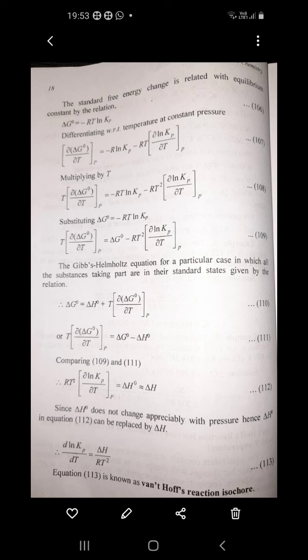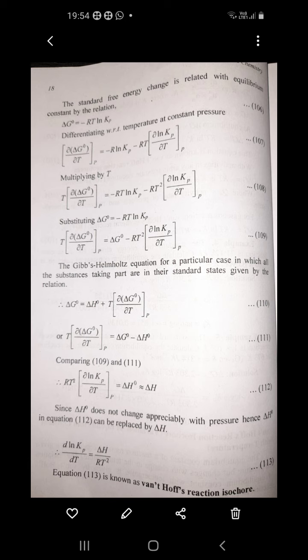Now substituting delta G0 is equal to minus RT ln Kp. That means you have to just substitute the value of delta G0, which is minus RT ln Kp, into the above equation 108. So T in bracket d delta G0 upon dT at constant pressure P is equal to delta G0 minus RT square in bracket d ln Kp upon dT at constant pressure. Now this is called equation number 109.